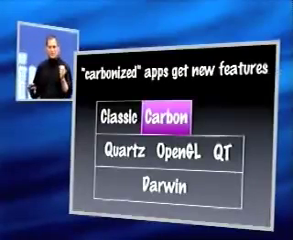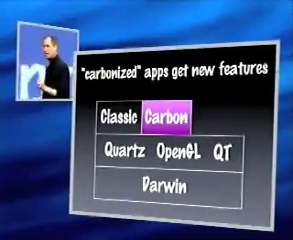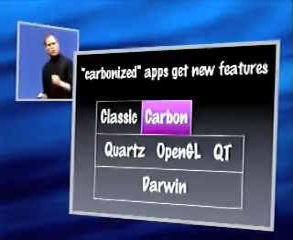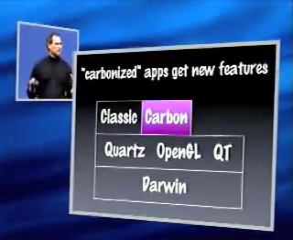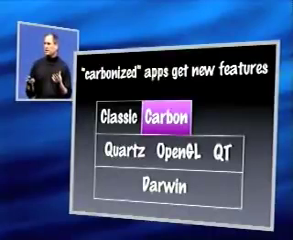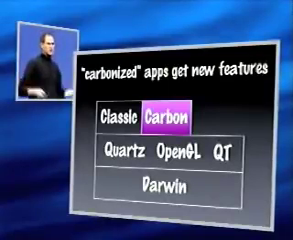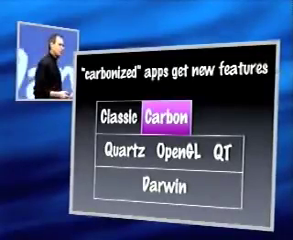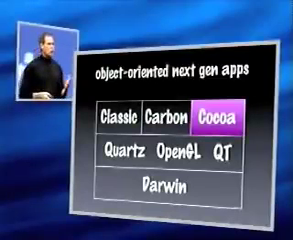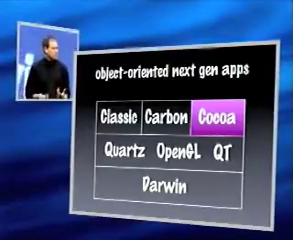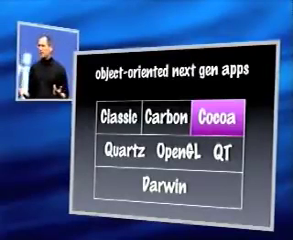Carbonized apps get the new features. Now, what's a carbonized app? It's something that takes a developer a few months, 1 to 3 months, to carbonize their app to get it ready for OS 10, and all of a sudden it springs to life with all of the new features of OS 10. And the third API is Cocoa. It's completely different. It's fully object-oriented. You can write applications in Java or other object-oriented languages and get all of those benefits.